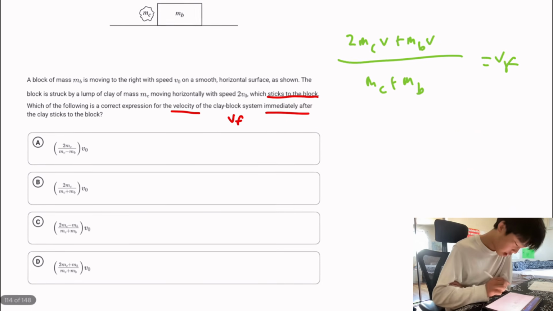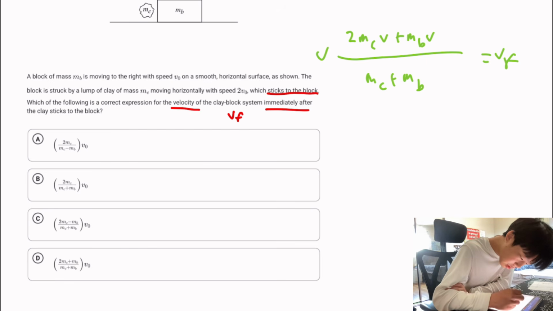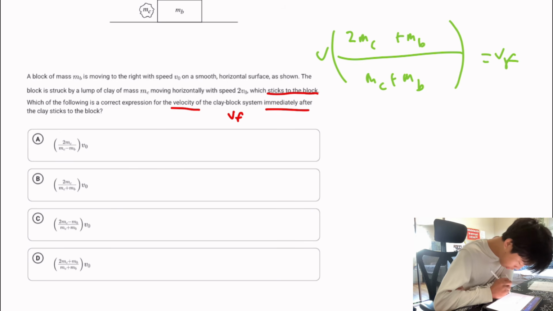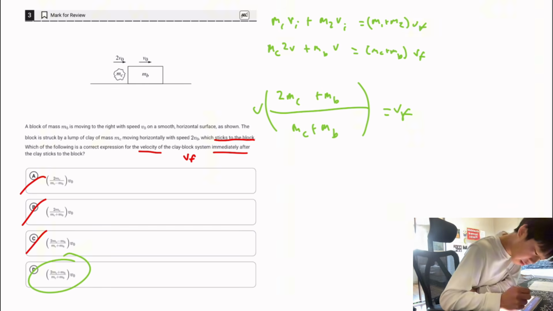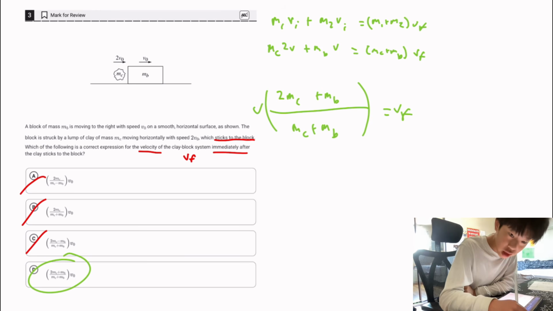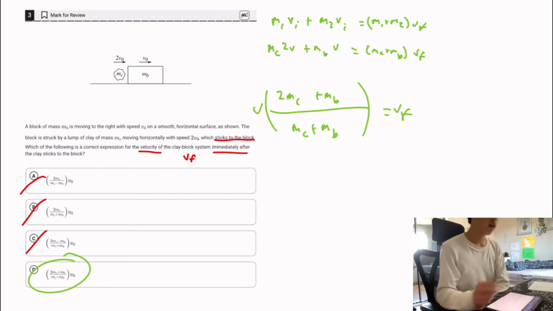So which one of these is that? Oh shoot, they substitute out a v, so we have to do that too. Come on, guys, you're overcomplicating it, College Board. So it's going to be D. Yeah, D. Good, that's pretty easy, right? The conservation of momentum formula is super, super important, especially for perfectly inelastic collisions, which is when they stick together. Okay?